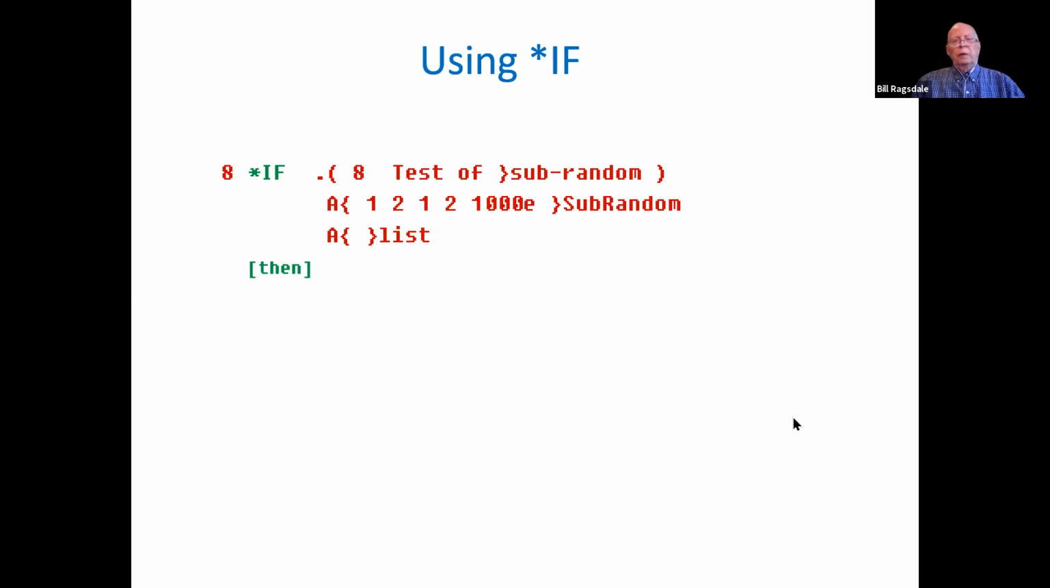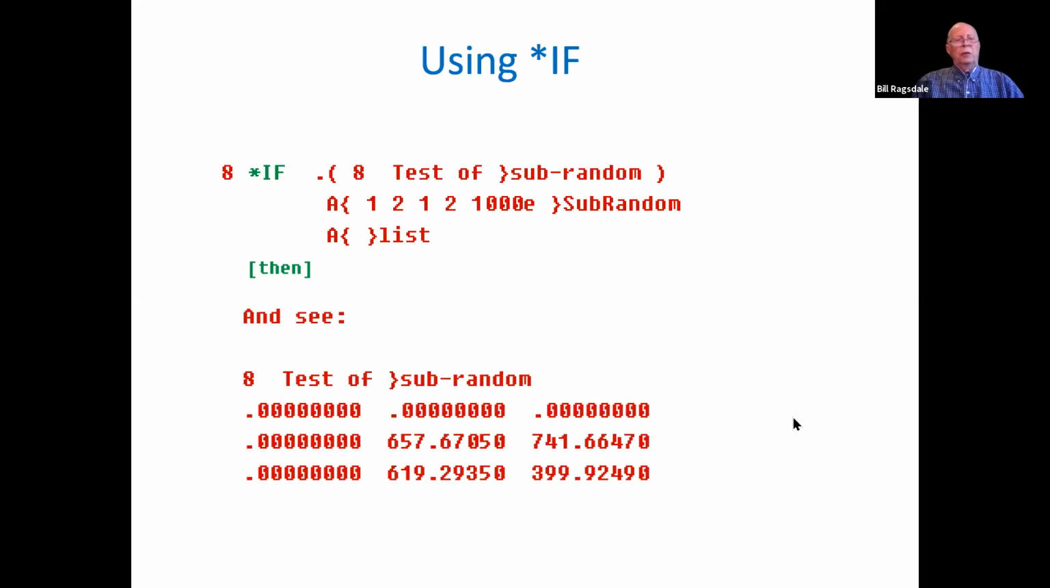So this is a simple way. We're testing the word subrandom. We give it some test conditions, and then we list the result. Again, selectively, we may or may not execute that. If it executes, the output is going to show us the 8 test of subrandom. Remember, that's in the little dot bracket sequence. That's a reminder of what the test is. And then the listing of the matrix content with random numbers.